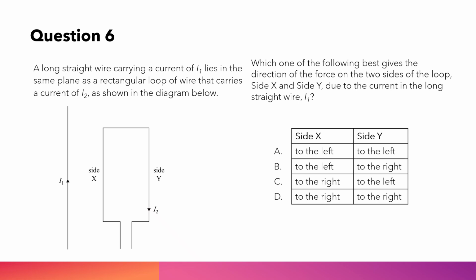A long straight wire carrying a current of I1 lies in the same plane as a rectangular loop of wire that carries a current of I2, as shown in the diagram below. Which one of the following best gives the direction of the force on the two sides of the loop, side X and side Y, due to the current in the long straight wire, I1?